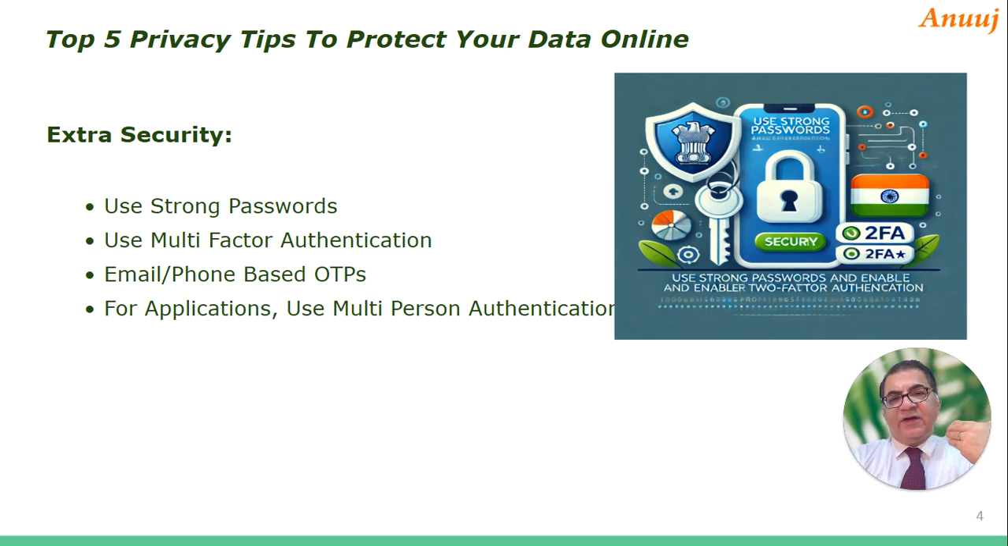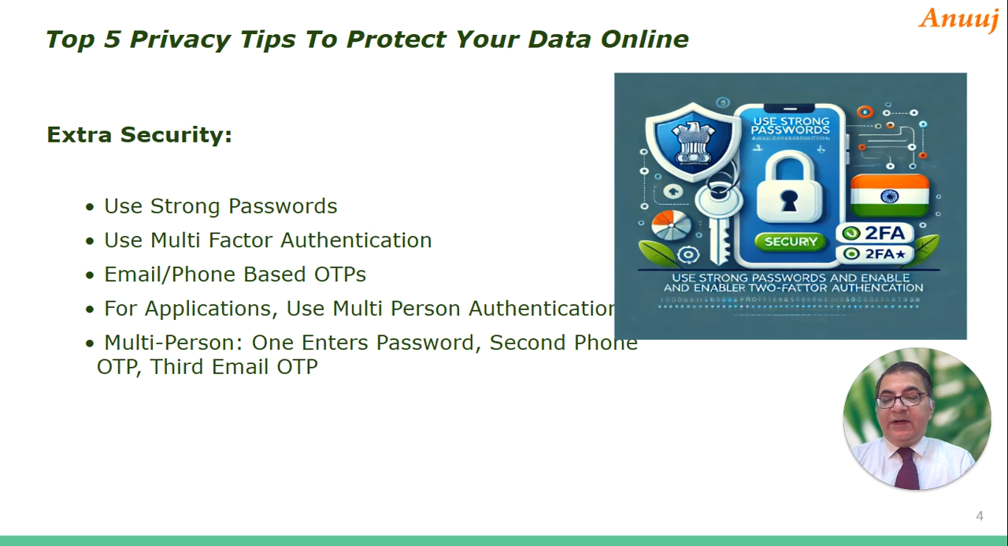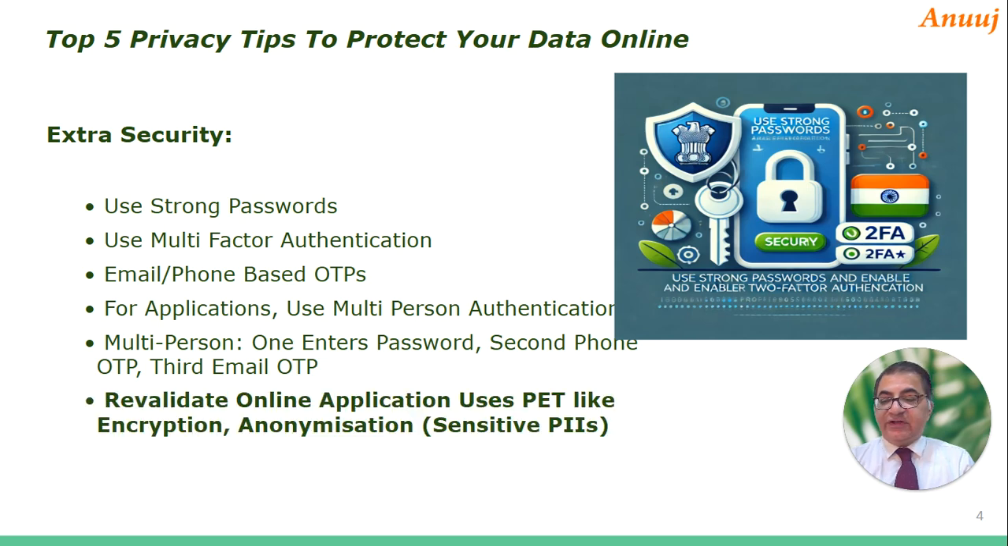In that case, your correct phone number is on record, and a different phone number to keep your data safe is also on record, so that the OTP goes to a different phone number. Multi-person, as I said: one person enters the password, the second person enters the OTP available on phone, and the third person enters the OTP that comes on email. Therefore you can keep your data more safe and secure, and also ensure that the application is encrypting your data.